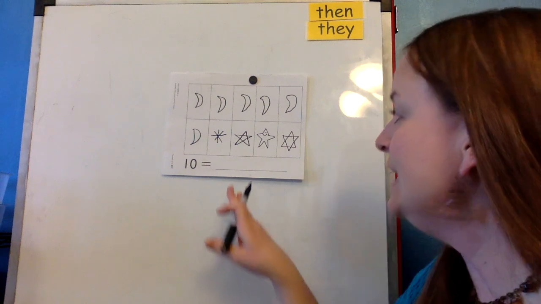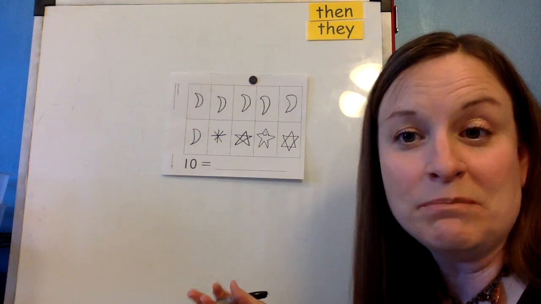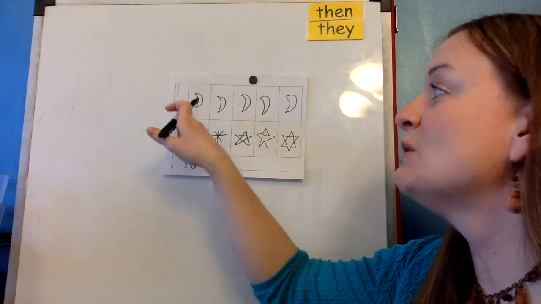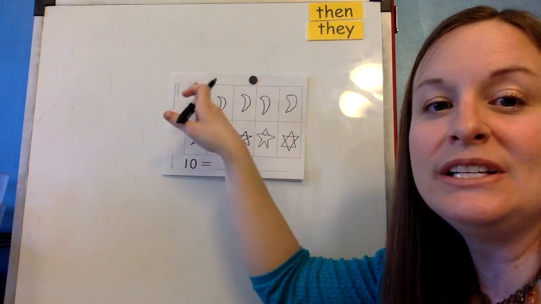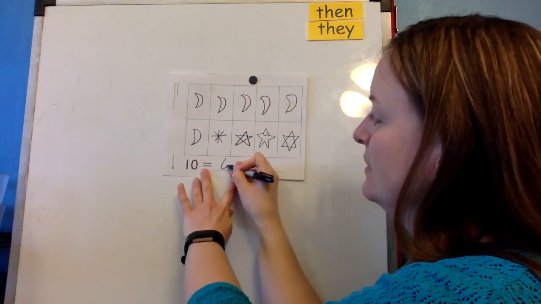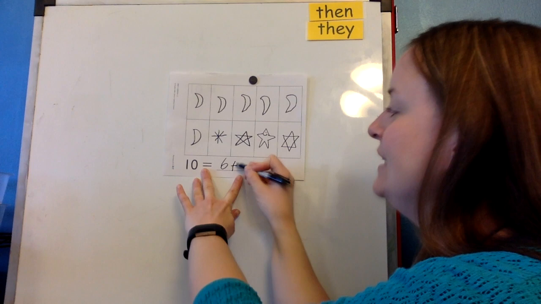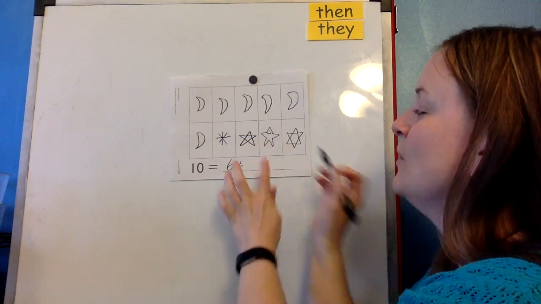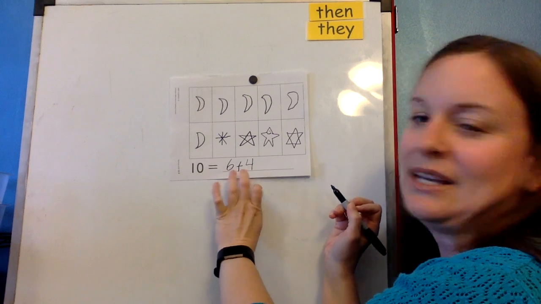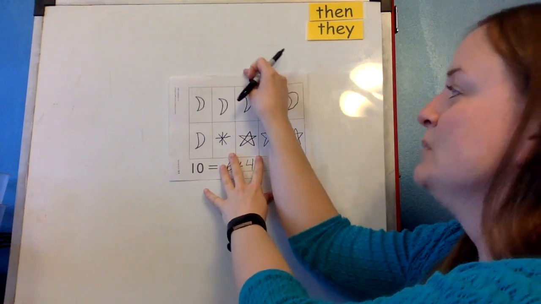But then down here, you need to write how many moons you did plus how many stars you did. So I know I did the top row, which is 5. So I did 5, 6 moons. And then I did 1, 2, 3, 4 stars. And I know that 10 equals 6 plus 4, that those are partners.